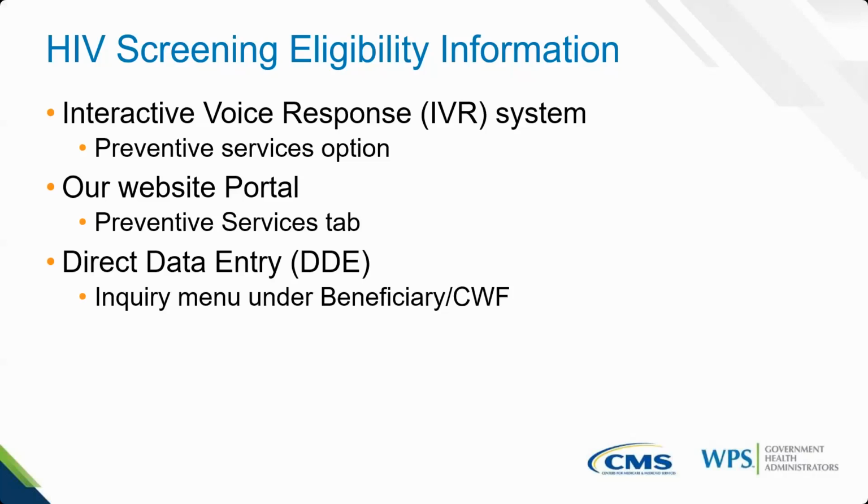If you are a Part A provider who bills using the Fiscal Intermediary Shared System, or FIS, direct data entry would be another available option. At the main menu, select 01 for inquiries. You would then choose option 10, which is the beneficiary common working file information. After entering some key data, you'll have access to 6 pages of eligibility information. If you are doing an HIQA inquiry, the HIV screening information can be found on page 7.